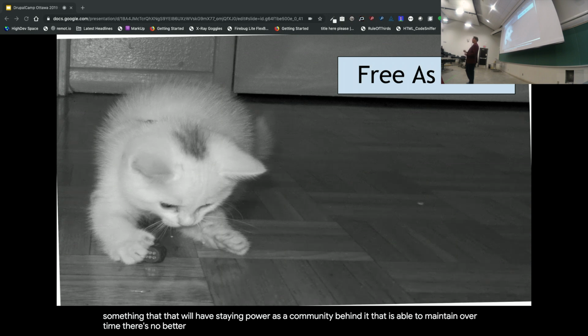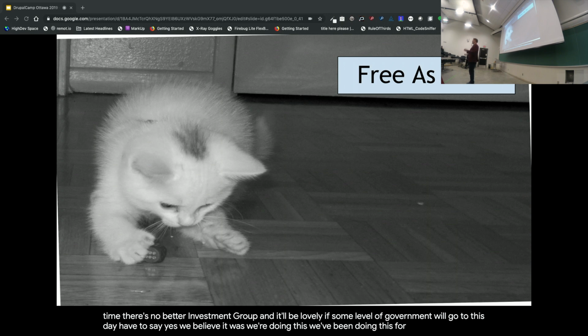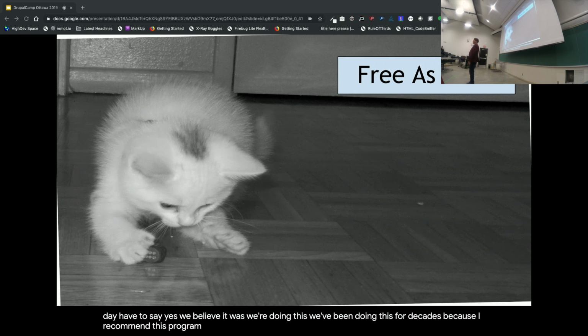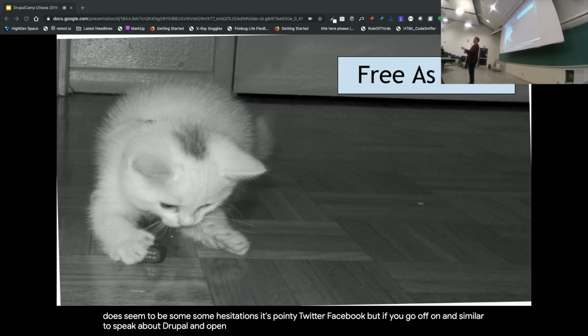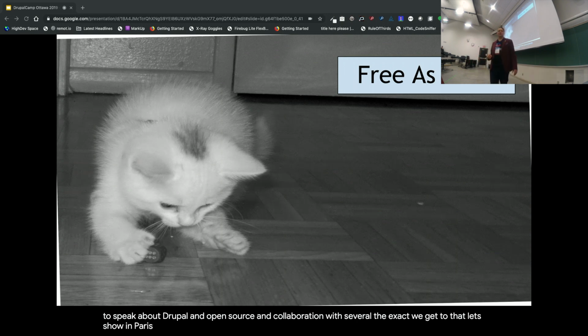And it would be lovely if some level of government were willing to say, yes, we believe in this, we've been doing this for a decade because we believe in this, and because this has gotten us results, and it's saved us money, and it's improved our access to users. But there does seem to be some sort of hesitation. It's quite easy for a minister to stand up and say, blah, blah, blah, Microsoft, Twitter, Facebook. But if somebody were to speak about Drupal and open source and collaboration, then suddenly it's, ooh, we can't do that. That's showing favoritism. But it's not favoritism if you talk about Google and Facebook and Microsoft, for whichever reason.